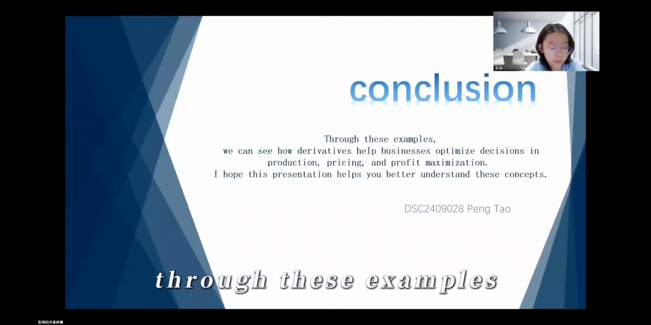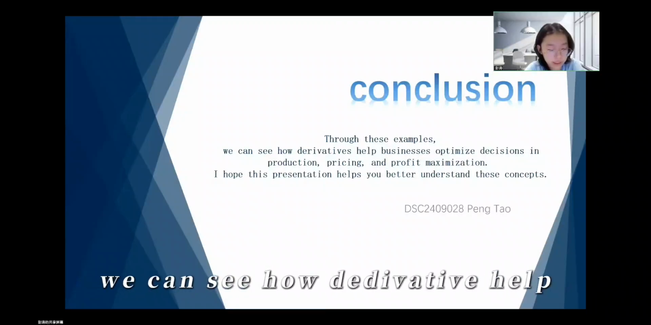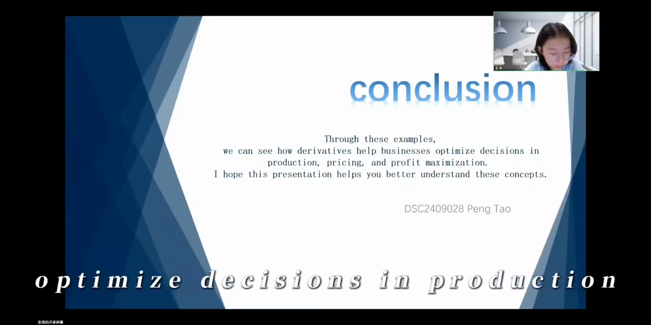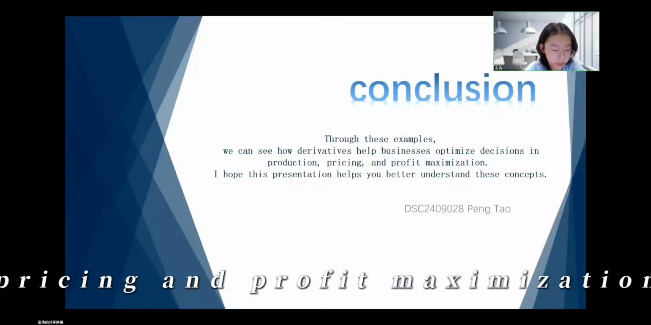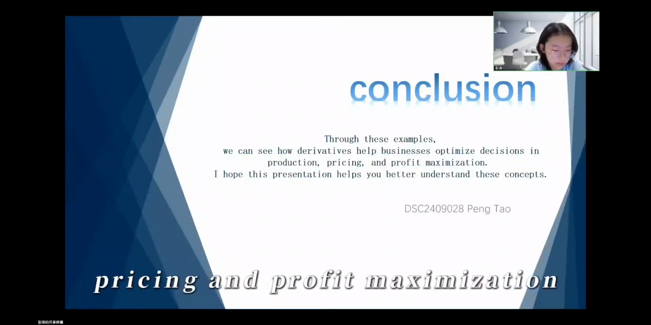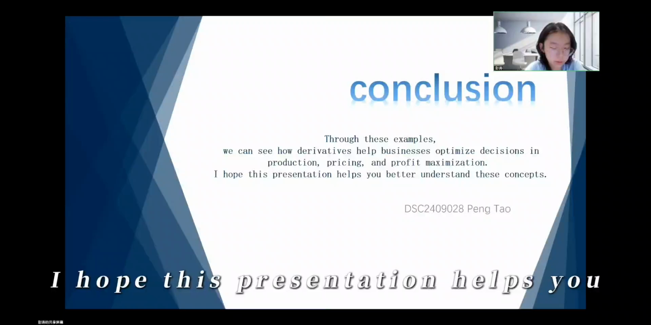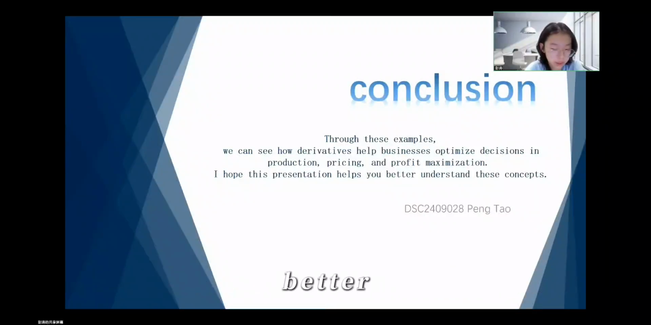Through these examples, we can see how derivatives help businesses optimize decisions in production, pricing, and profit maximization. I hope this presentation helps you better understand these concepts.